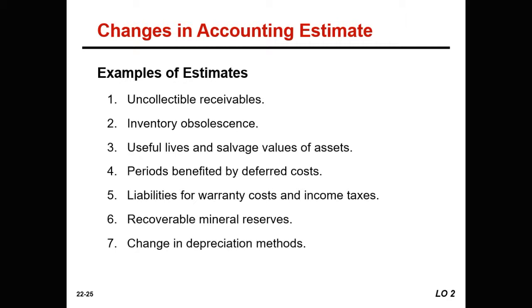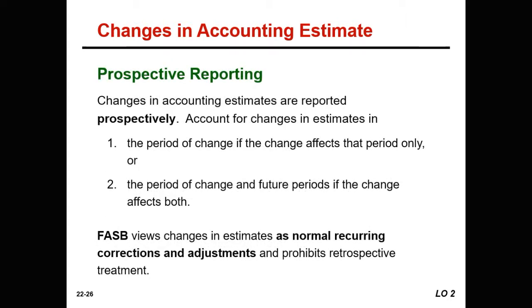When there is a change in the estimate, that should be handled prospectively. Opening balances are not adjusted, and there is no attempt made to catch up for prior periods. The effects of all changes in estimates are accounted for in the period of change if the change affects that period only, or the period of change and future periods if the change affects both. FASB views changes in estimates as normal, recurring corrections and adjustments, and absolutely prohibits retrospective treatment for them.